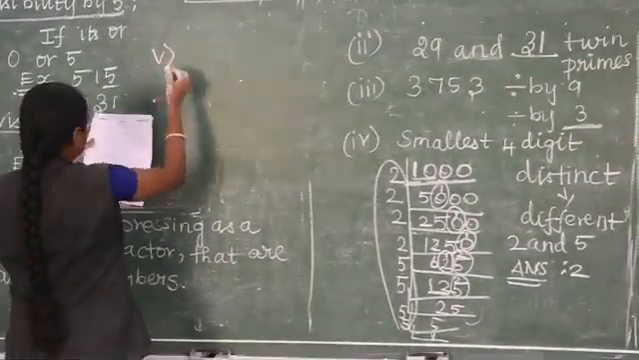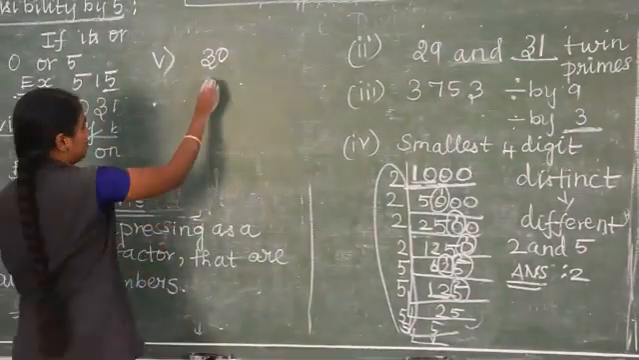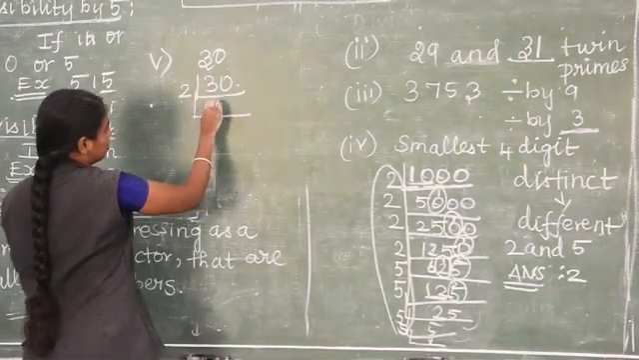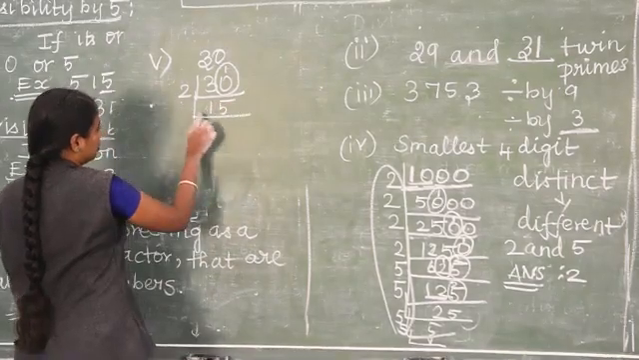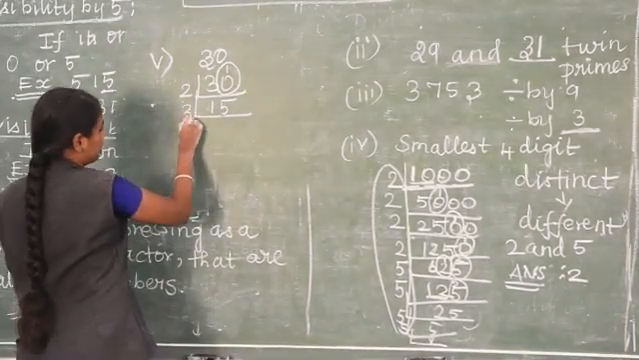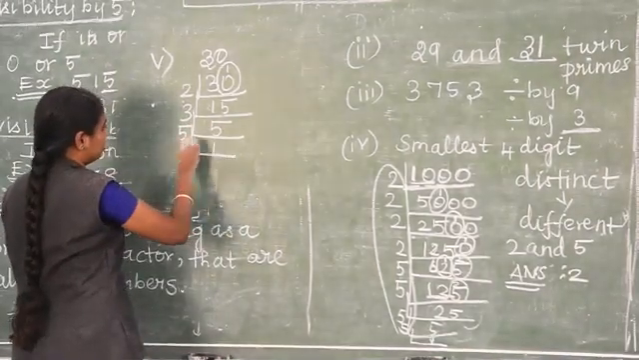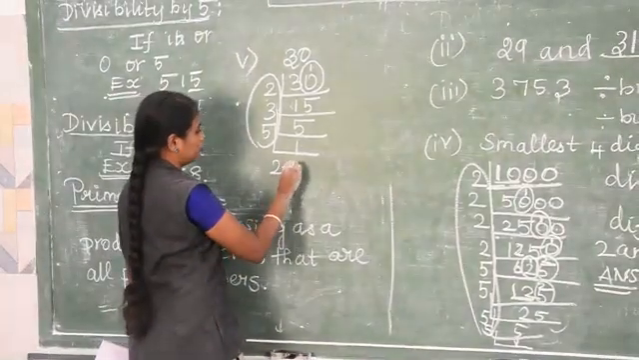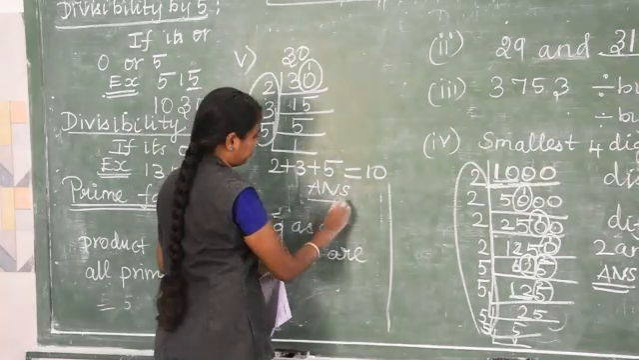Likewise, option 5, the sum of distinct prime factors of 30. Prime factors, same method. 2 table, 30, 1, remainder 1, 5. Will the 2 table come? No. 3 table, 3 fives are 15, then 5. Sum of prime factors, so add 2 plus 3 plus 5. The answer is 10.